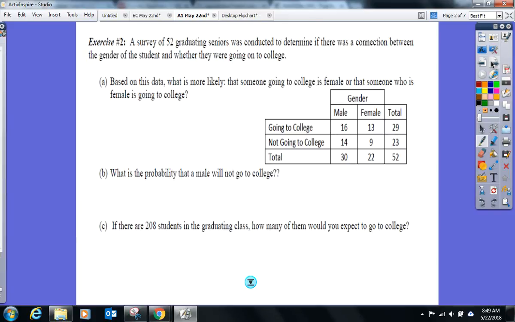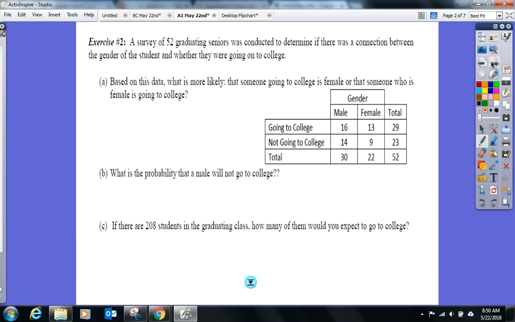Okay. Another two-way table, but now this represents gender on top and going or not going to college on the side. So those are the 2 things we're testing right now. So based on this table, is it more likely that someone going to college is female or someone who is female is going to college? And you read that, that's going to be the same. No, it's not. Someone going to college is female, they could be male. Someone who is female going to college, they could not be going to college.